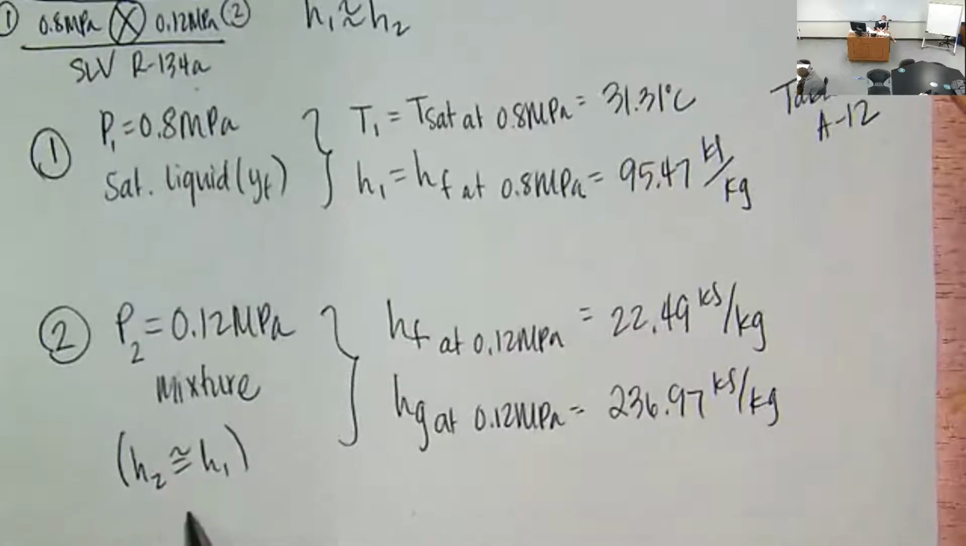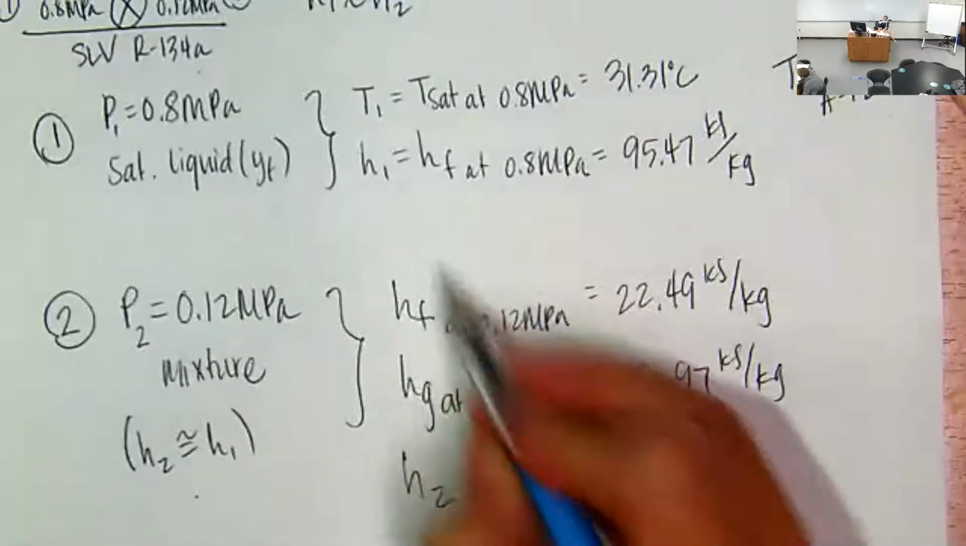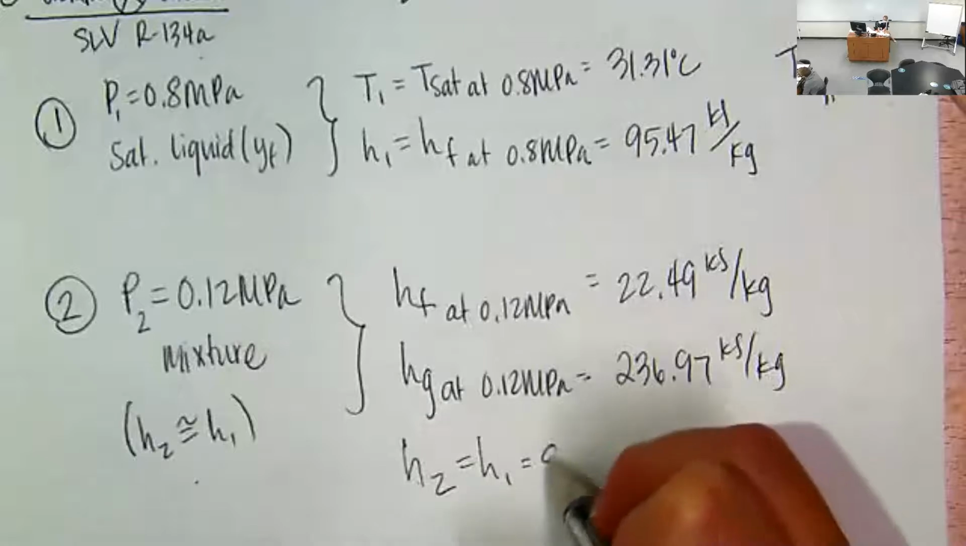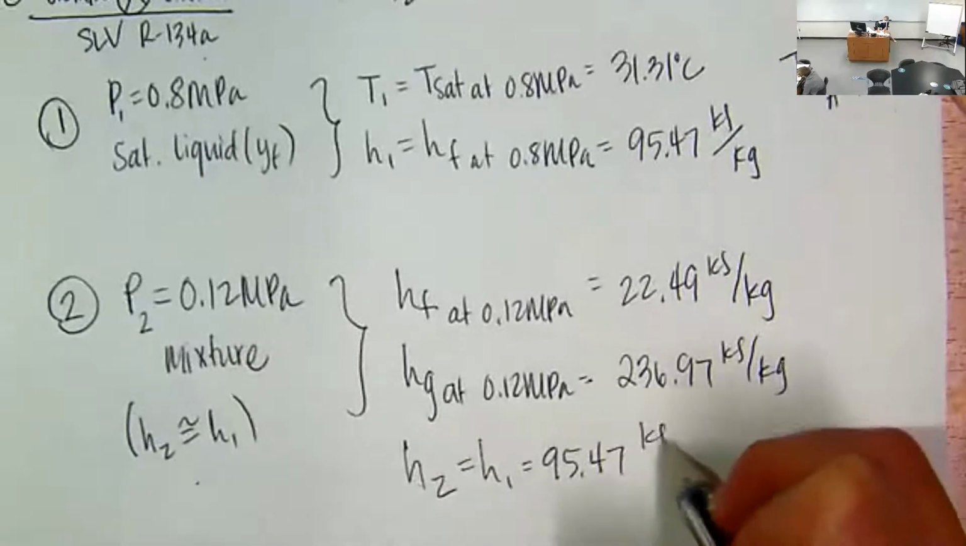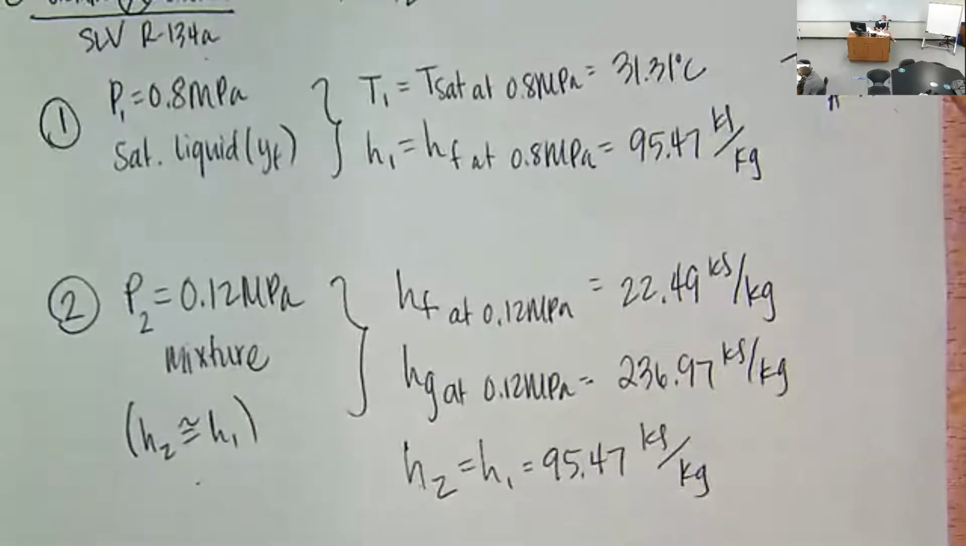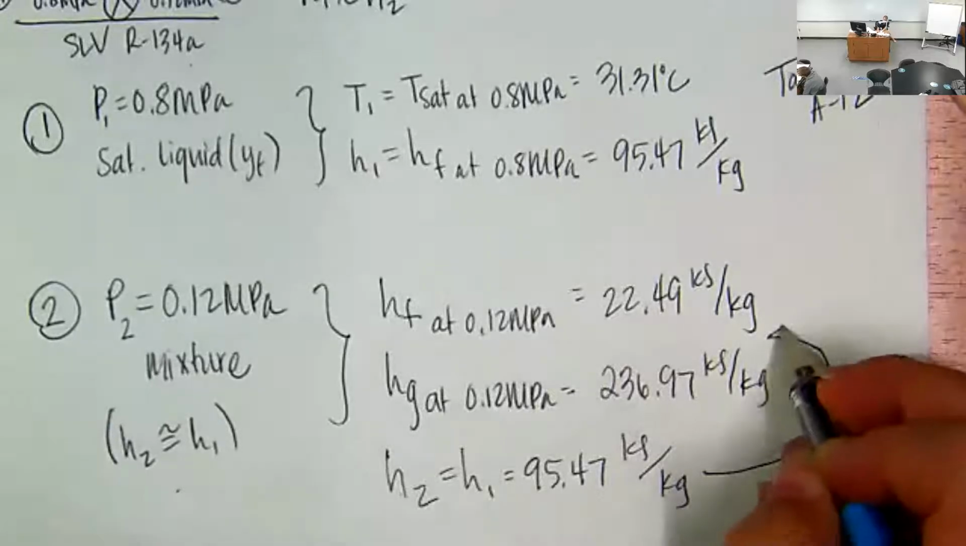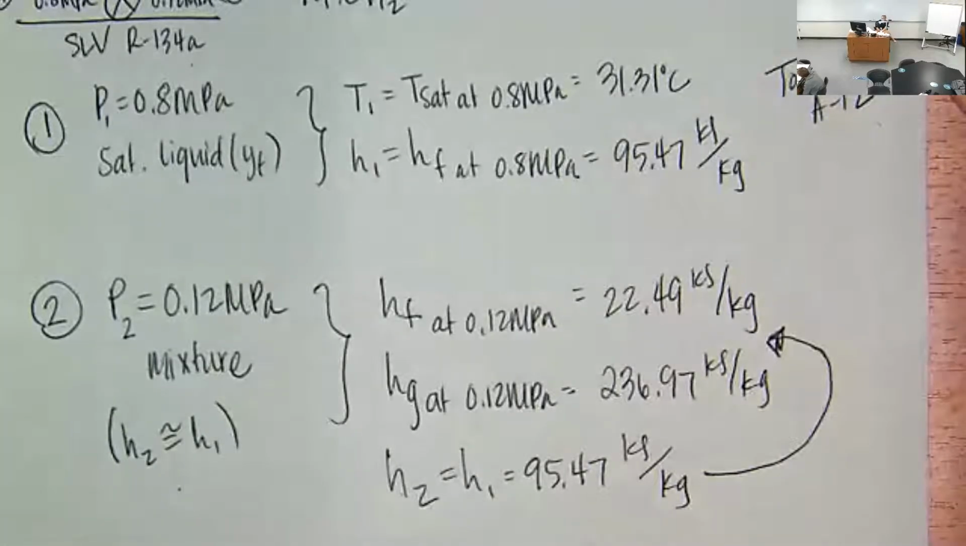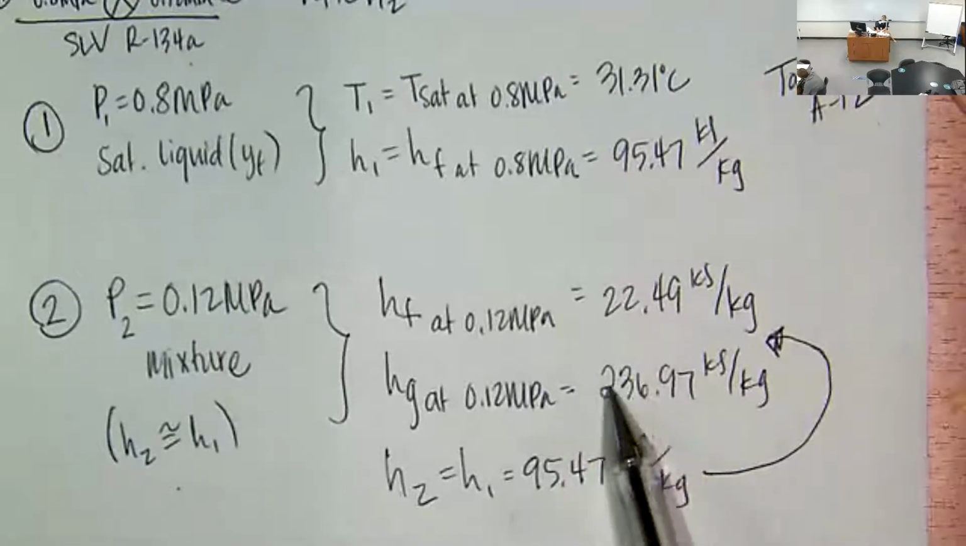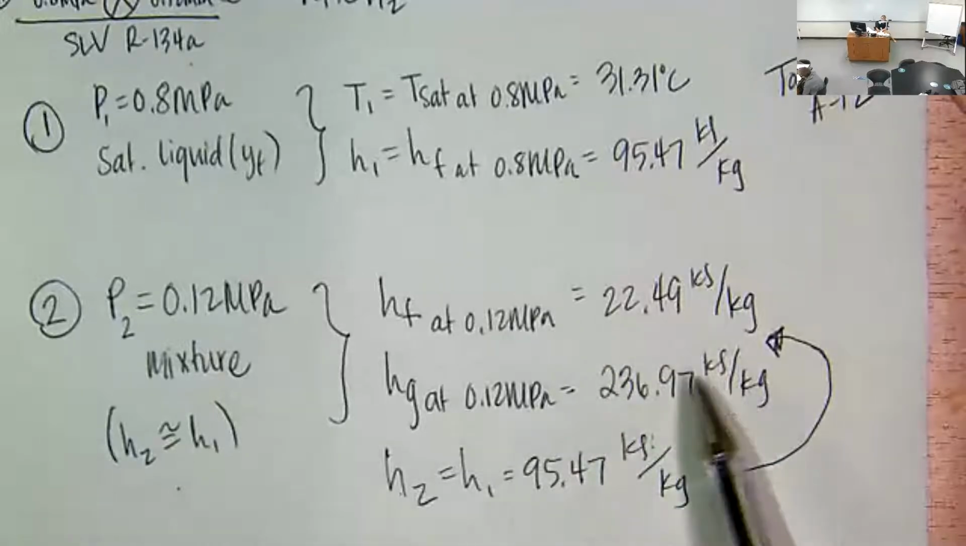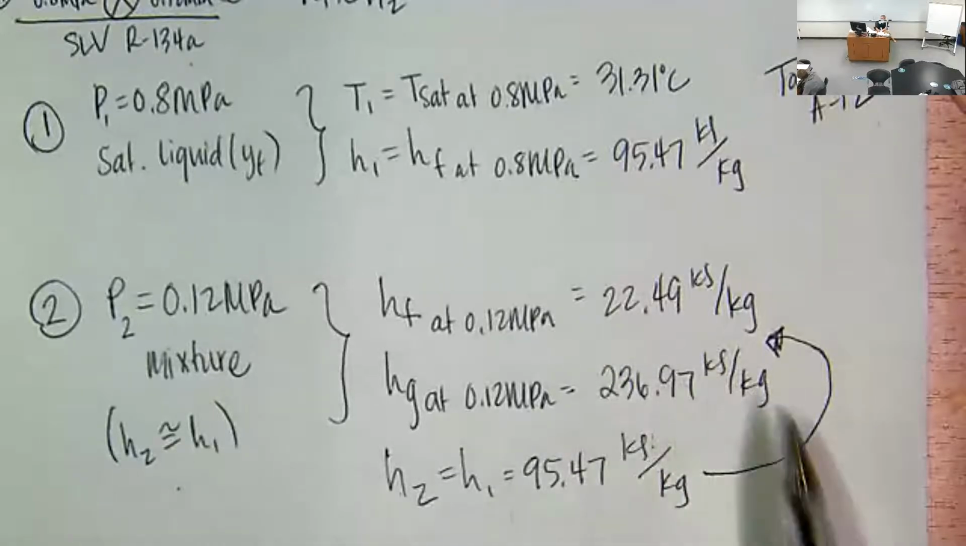So we know that our H2 has to equal our H1, which is 95.47 kilojoules per kilogram, at least roughly, which puts us in the middle here, which we already know because we're asked to find quality. But we can see that we're not going to be a very low quality, not a very high quality. We're going to be somewhere in the middle, maybe like 3/4 of the way. So somewhere 0.2, 0.3, 0.4, that's what I'm going to estimate our quality to be.